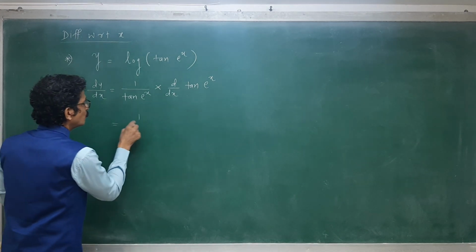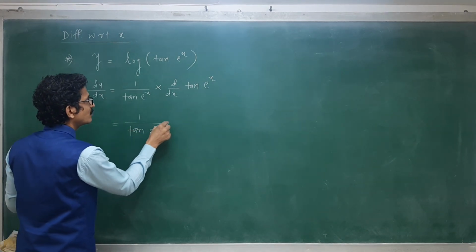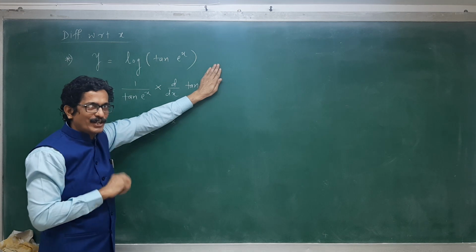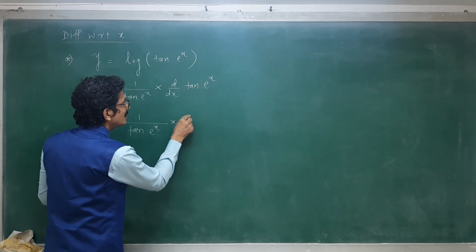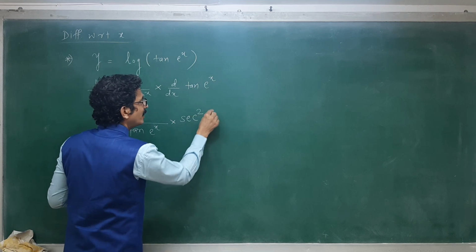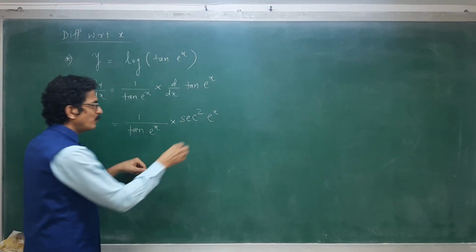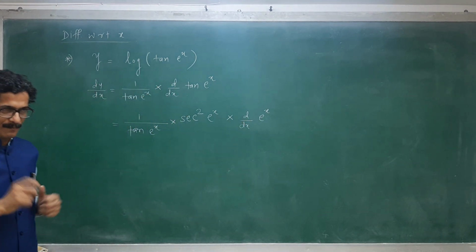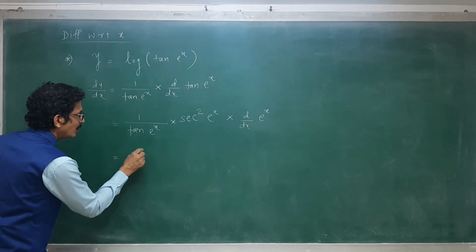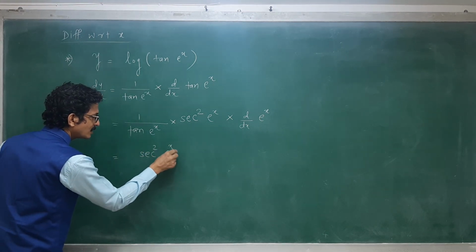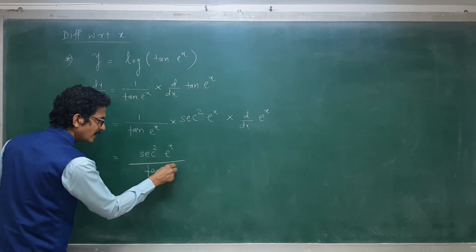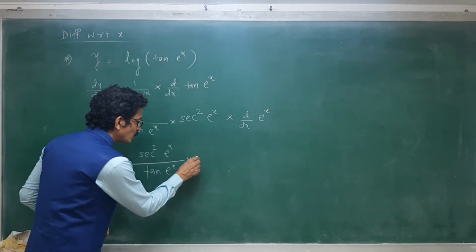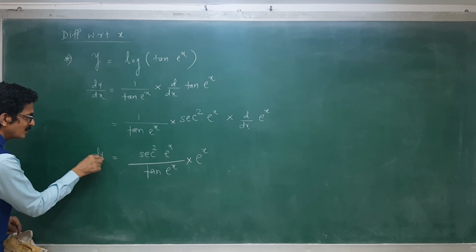Now the next step is 1 upon tan of e raised to x multiplied by, again you put your hand on tan of x. What is its derivative? Sec square x. So it is going to be sec square, but it is not x, it is e raised to x, and therefore you have to multiply by the derivative of that inner function as well. Now, the last step: you write sec square e raised to x upon tan of e raised to x, multiplied by the derivative of e raised to x. What is that? e raised to x, and this is your final answer.